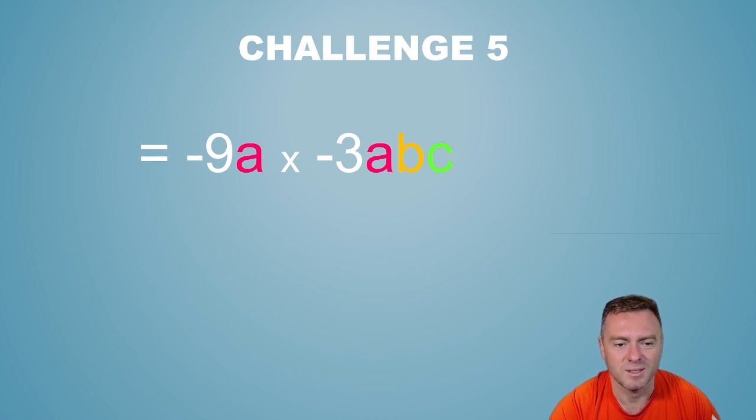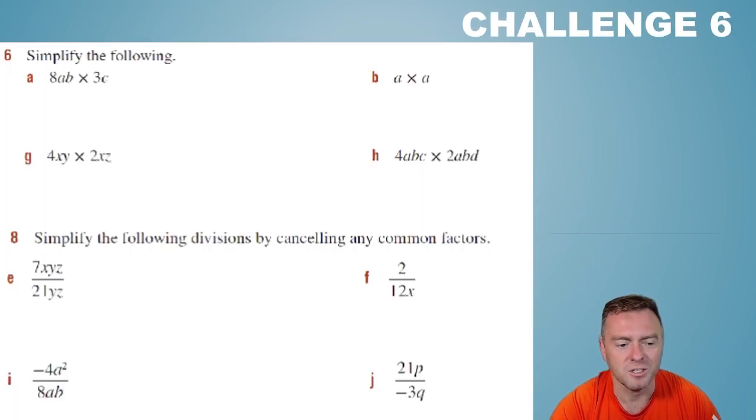So the first step is the symbol, so negative and negative becomes a positive, then 9 times 3 gives us 27, and then a times a gives us a squared, and then b, and then a c. So just pause the video, have a go at these guys.